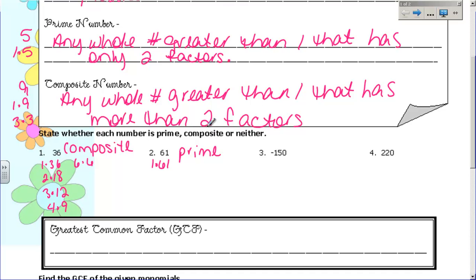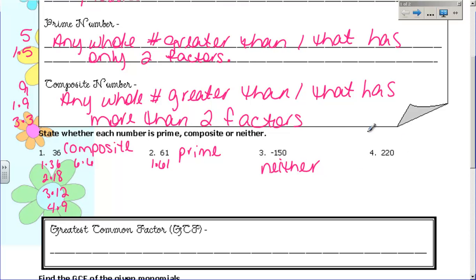So number 3, negative 150. Number 1, it is not a number greater than 1. Because it is negative, it becomes less than 1. Negative numbers cannot be considered prime or composite because they don't meet the definition, so this is neither. And it's only neither because it is negative. It's still a whole number, but it is not greater than 1, so it does not meet our definition.